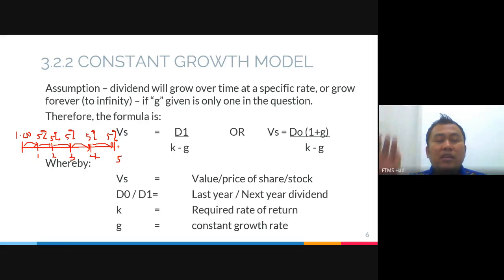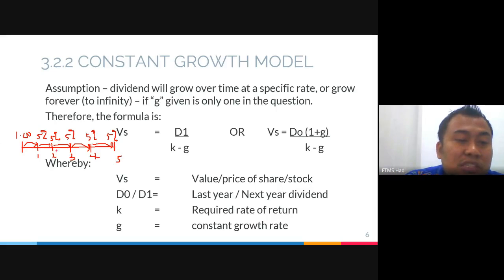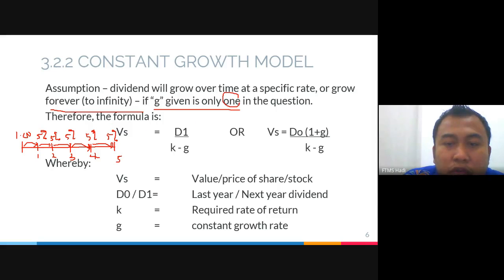Every year they will increase the dividend by the same rate. In this case, only one G is given, which is 5%. The assumption here is that dividend will grow over time at a specific rate, or grow forever to infinity. That means until the company closes and shuts down, it will also increase by 5%.